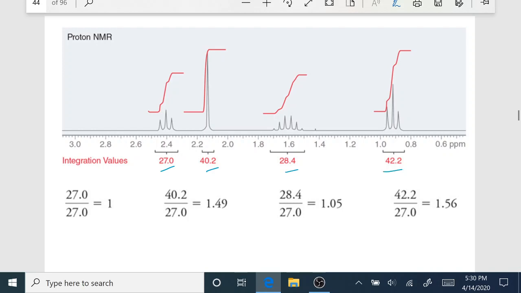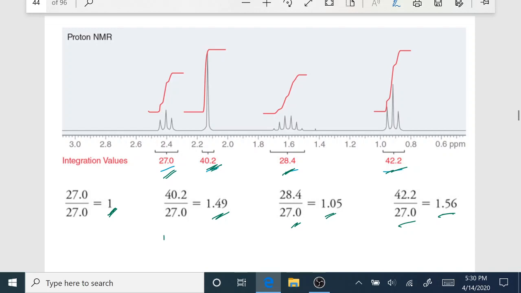Okay, so in order to calculate the integration, we're given values like this that are associated with that signal, and we divide by the smallest signal. The smallest signal here is in fact 27, so we're going to divide every signal by 27 to give us a whole number ratio. So we're standardizing that smallest signal to 1. So 27 divided by 27 is 1. 40.2 is our next signal, divided by 27 is 1.5. 28.4 divided by 27 is about 1. And 42 divided by 27 is about 1.5.